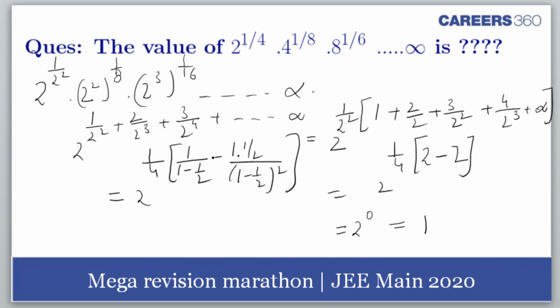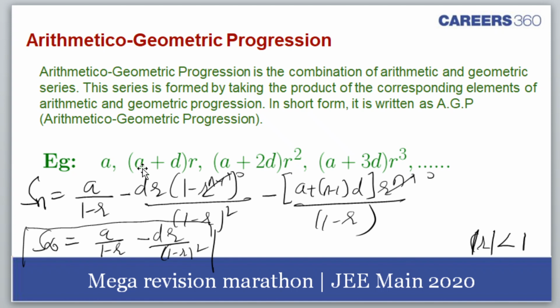Oh yes, here it is plus. Sorry, I wrote it wrong, in the previous slide as well. It is plus. Yes, please do the correction here, students. Plus dr. I have given you the formula of AGP here. It is plus. Just I am doing the correction. Sorry guys, a slight mistake. It is plus here. A upon 1 minus R plus dr upon 1 minus R square. Here also it is plus. So please do the correction.